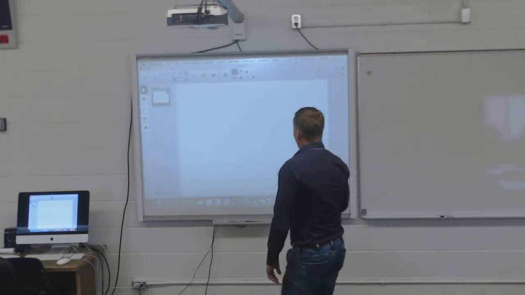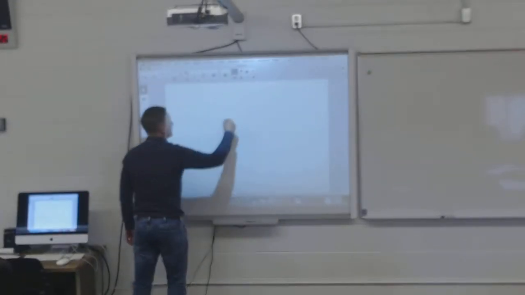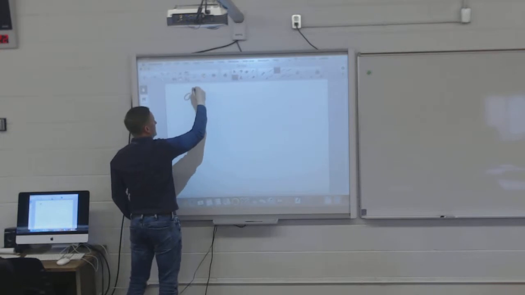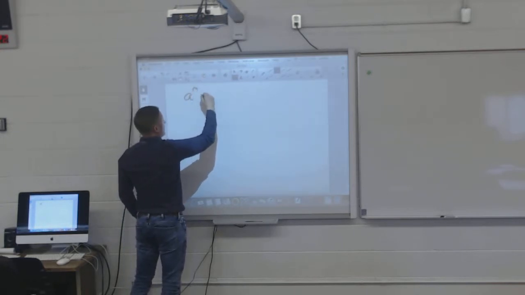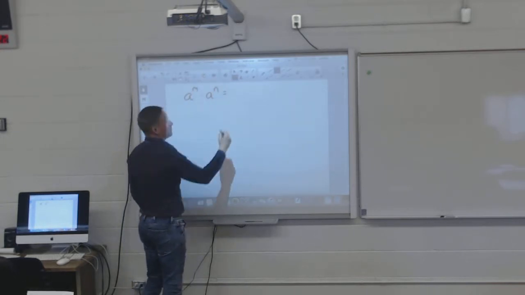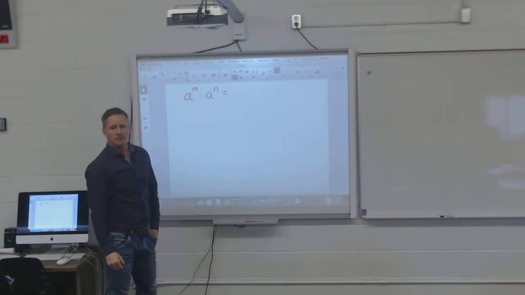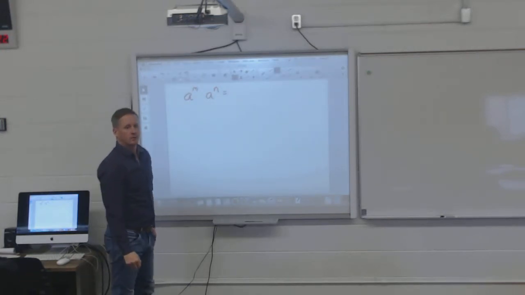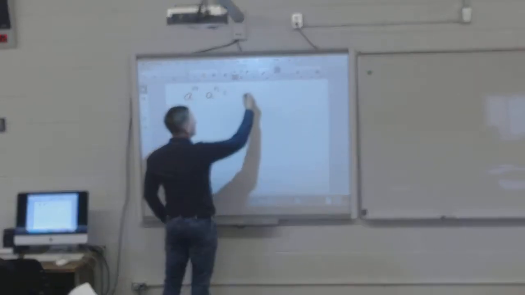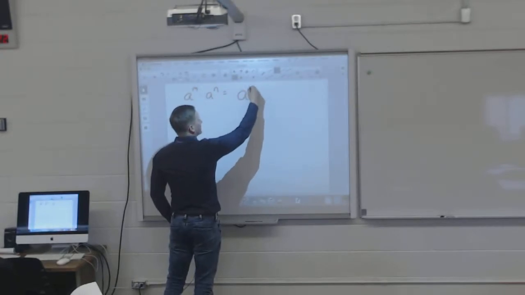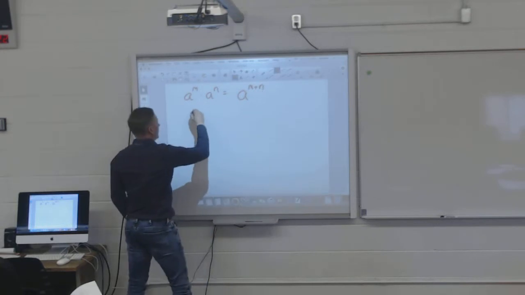So I always like to start with the exponent laws and then we'll go from there. So a to the m times a to the n. What do I do with the exponents? Add exponents. That's right. So I got that.